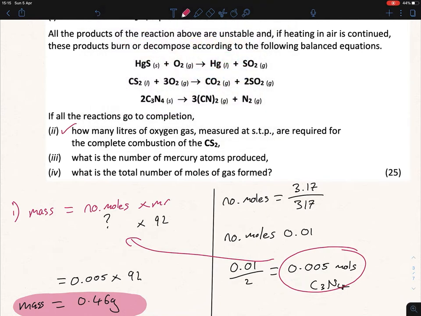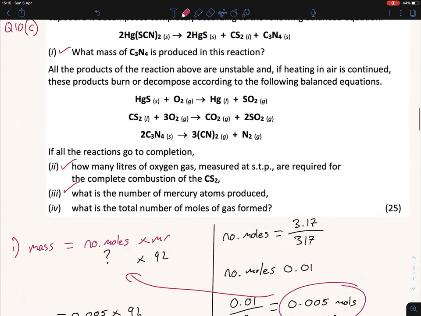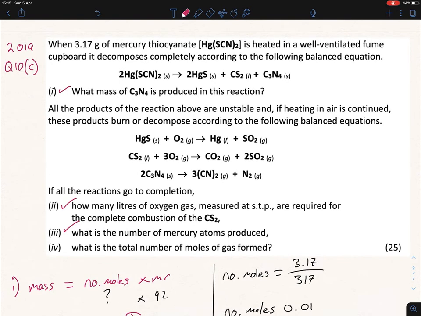And let's look at part 4, so that's IV. And I'll just split this up again. So IV, now this was a bit tricky as well. What is the total number of moles of gas formed? If we're looking at it, the gases are the following ones here. The small g's represent gases. Mercury up there is an L, so it's a liquid, so it's no good. What's the total number of moles of gas? So we have to figure out the number of moles of gas formed for each of these.